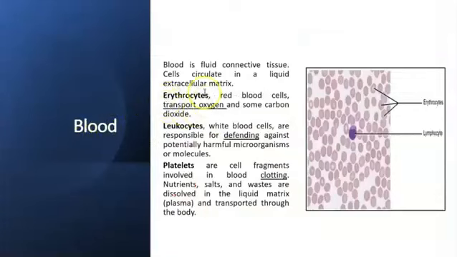Blood has a whole bunch of cells. It has multiple different functions. Red blood cells, white blood cells, and platelets.